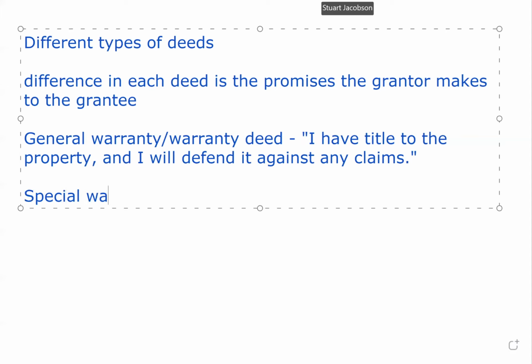Next one is a special warranty. In New Jersey, we call this bargain and sale with covenants against the grantors, and I'm going to abbreviate it CVG, because that's usually what we abbreviate it in New Jersey.